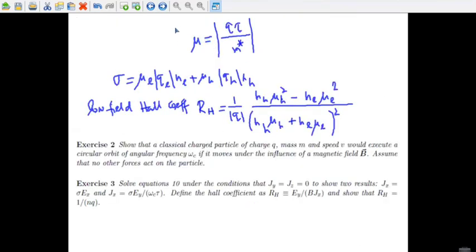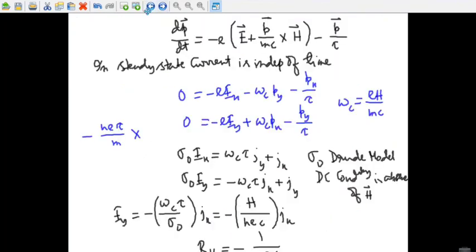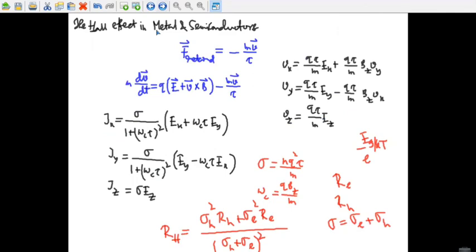So in this, the effective mass m star is substituted for m and the charge q is taken as positive for holes and negative for electrons. So this equation is in the limit omega_c tau is far less than 1, the low field limit. I have already discussed the low field and the high field limit in these equations.